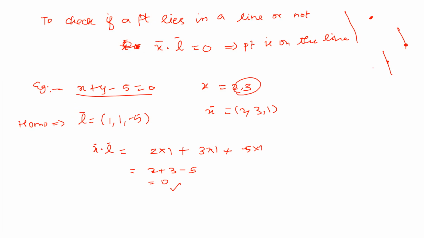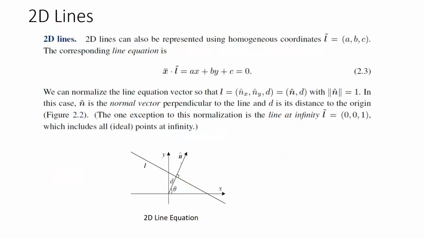If this is not equal to 0, it means the point and line are separate, right? So in order to normalize this, we can add n bar. Okay, so let us see. The 2D line can be represented as a homogeneous coordinate as L bar equal to a comma b comma c. The corresponding equation is x bar into L bar equal to 0. If this condition is satisfied, we can conclude the point is on the line.